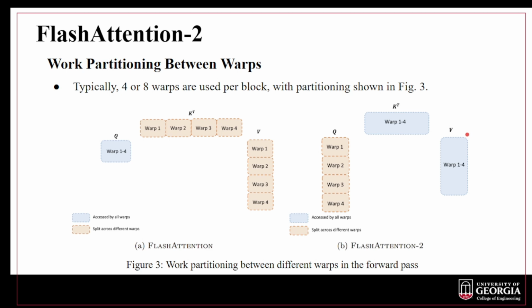Even within each thread block, FlashAttention 2 also improves how to partition the work between different warps. If FlashAttention is divided like this, it is inefficient since all the warps need to write their intermediate results out to shared memory, synchronize, and then add up the results together. And in FlashAttention 2, QKV is split like this. There's no need for communication between different warps.